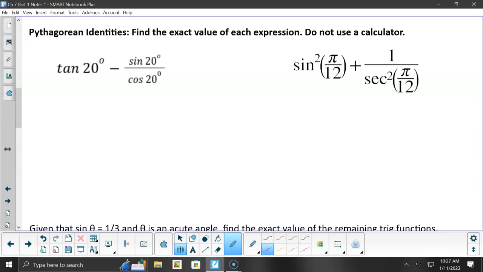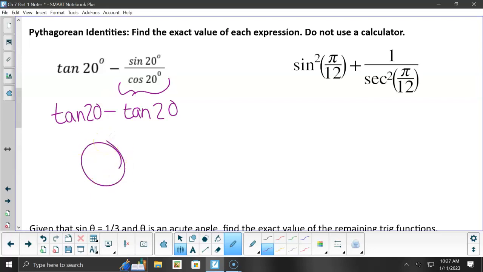All right, so upper left-hand corner of your purple sheet, you'll see reciprocal identities, okay? So what? Tangent, all right? And it just says theta on our fancy little sheet, right? So what is theta in this case? What's tangent of 20 minus tangent of 20? What did we say? 0.